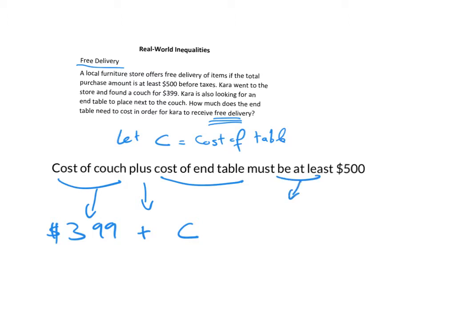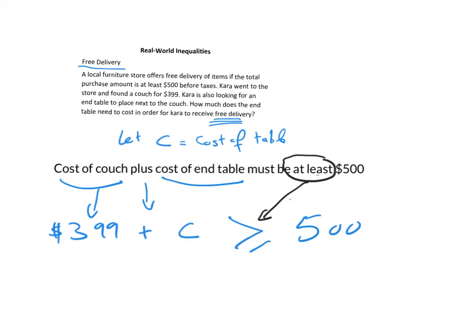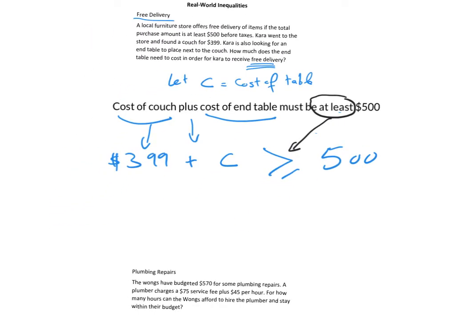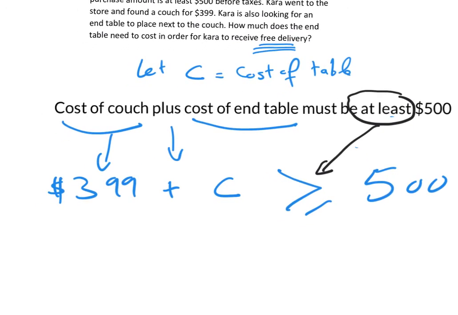That's the more important part. At least 500 means it has to be 500 and above. So the price of both the couch and the end table must be greater than or equal to 500. That's the meaning of at least. At least 500 means greater than or equal to 500. So we need to find the value of C, the cost of the end table.